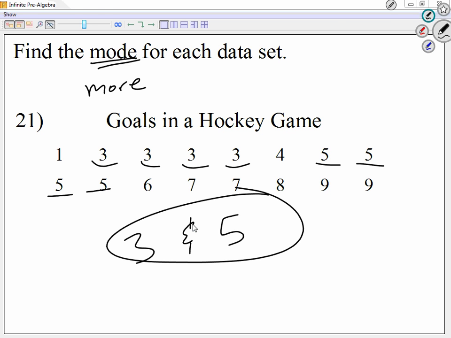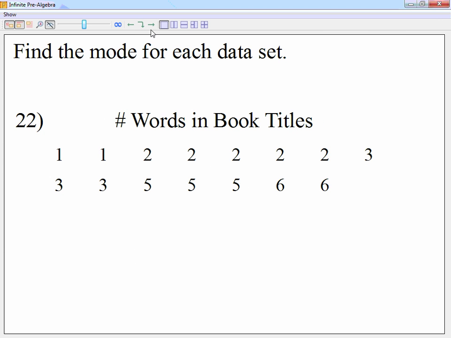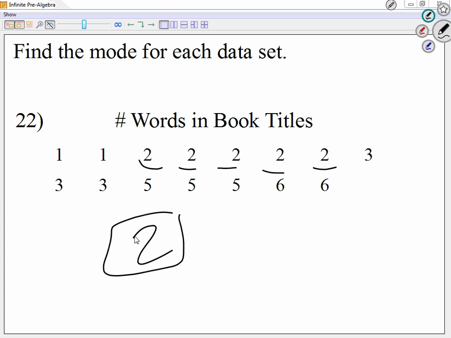For mode, we could have more than one mode. And I'm looking for which number appears more than anything else. Looking at number 22, I notice that number 2 appears 1, 2, 3, 4, 5. There's 5 2s. There's no other number that appears the most or the same amount. So for number 22, the mode is 2. Mode is which one appears the most. All right, any questions?